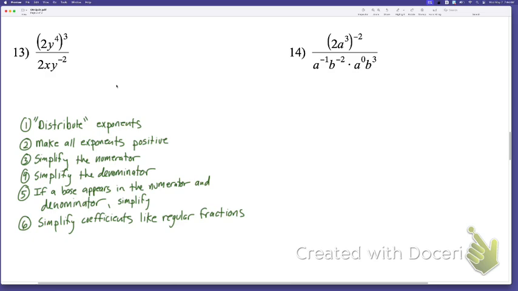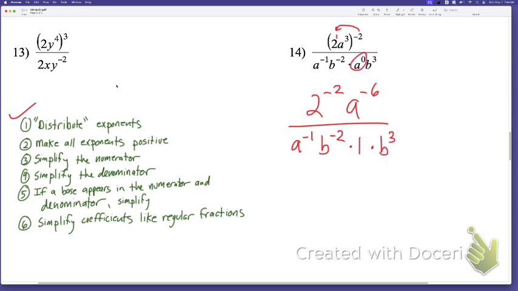Okay, number 14, we can distribute exponents. So we'll have 2 to the negative 2, because this is really 2 to the first. So we multiply. A to the negative 6 over a to the negative 1, b to the negative 2, times a to the 0 is just 1. Anytime I see something to the 0 power, that's just times 1. So times 1 times b to the third.